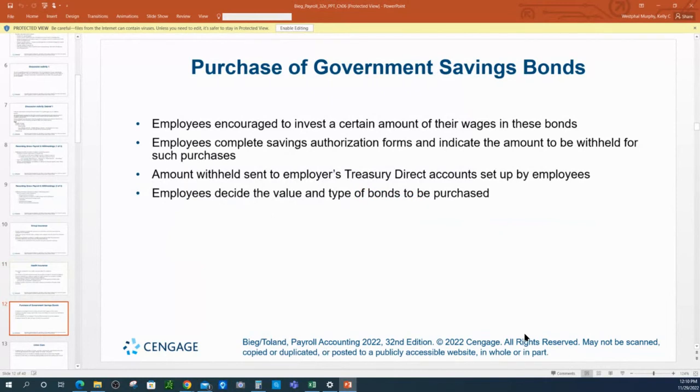Purchase of savings bonds. You can purchase savings bonds through automatic withholding from an employee paycheck. Certain employers will allow this, usually larger employers. It's the same concept. Amounts are withheld from the employee's paycheck, so any amounts withheld are going to be credited in the journal entry, because the company now has to set that money aside and then pay it at some point in the future.